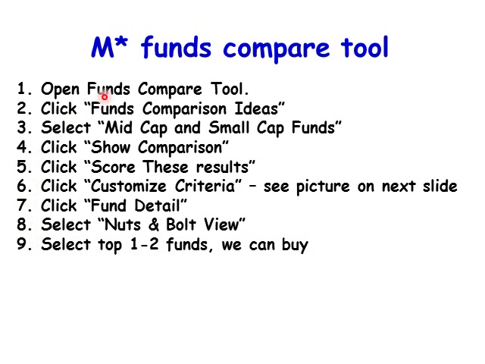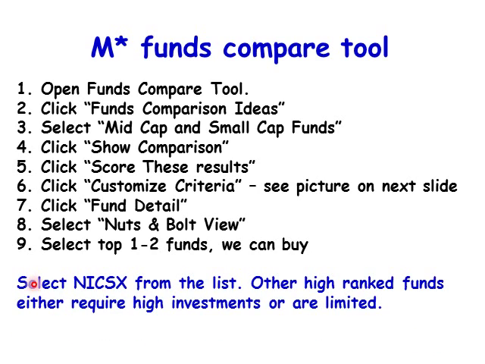It gives you an open or closed status. They tell you minimum investments, exit fees, and the number of years the manager has been in the fund. So you look at the nuts and bolts and see which funds you can buy. Then I'm going to select NICSX, the Nicholas Fund, from the list. Other high ranked funds either require high investments or are limited. Let's look at the screen after I customize the criteria.